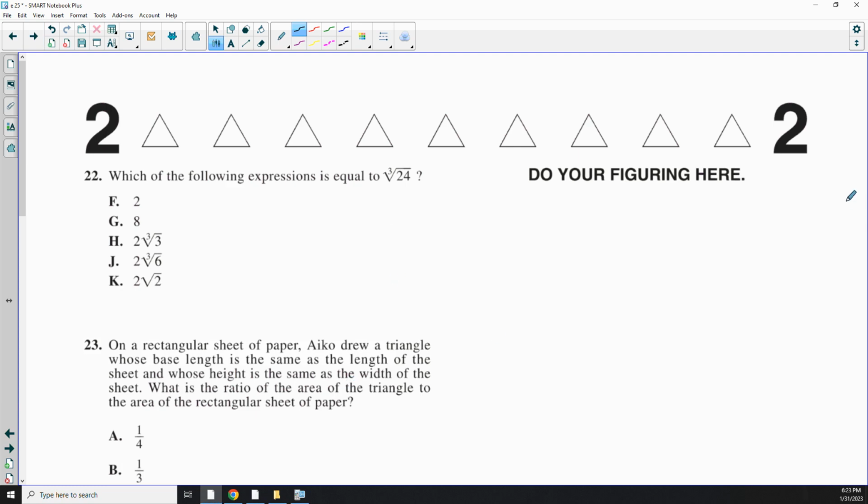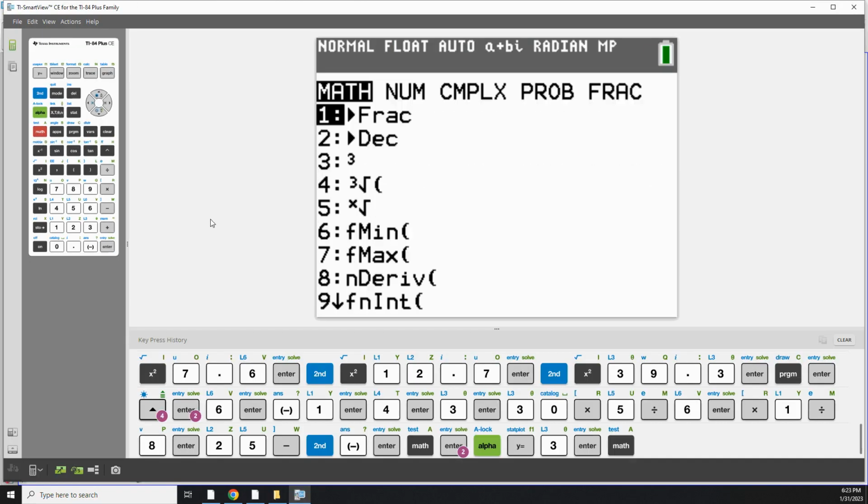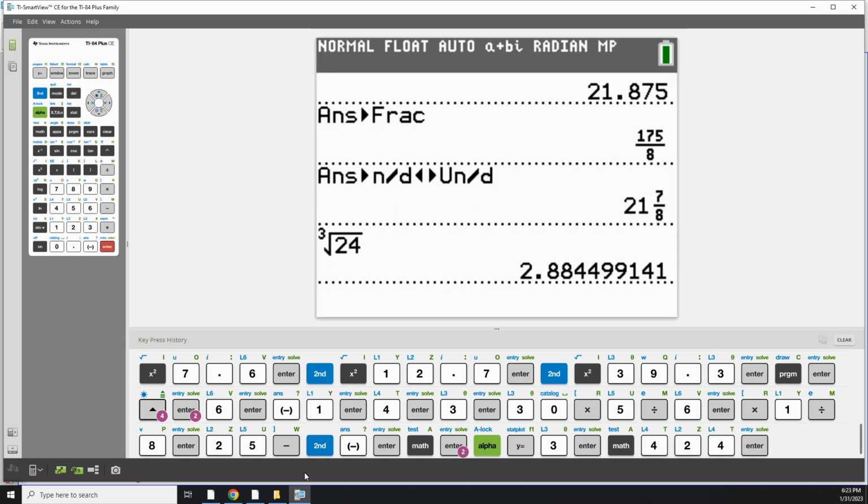This would be the cube root trick. 24 is 8 times 3, and the 8 is 2 cubed. So the 2 would get out, and it would be 2 cube roots of 3. Another way would have been to match that up on the calculator. You could have gone math, cube root of 24, and gotten this funkadelic answer, 2.88.